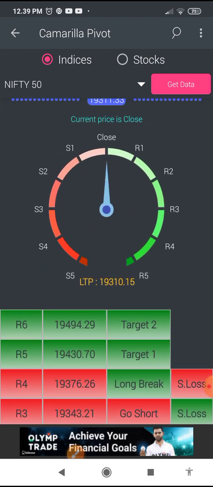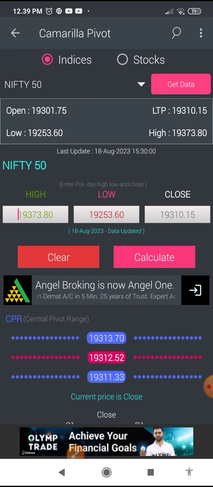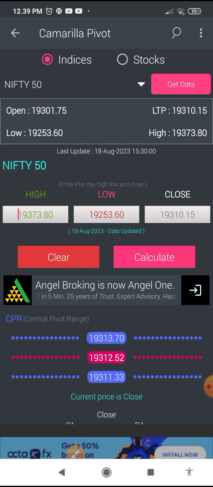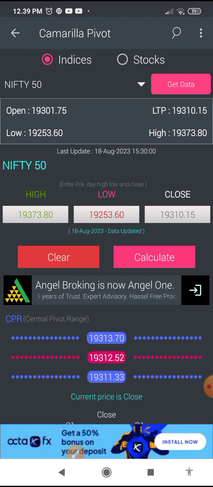I hope you found this useful. You can also use this for weekly levels. Okay, weekly Camarilla levels also you can do. But weekly levels you will not get from the app. You have to type in the high value for the week, low value for the week and close value for the week, and you will get the Camarilla levels for the whole of the week.